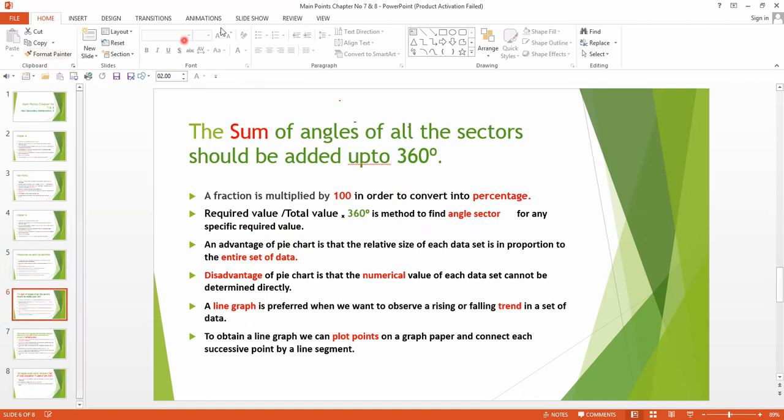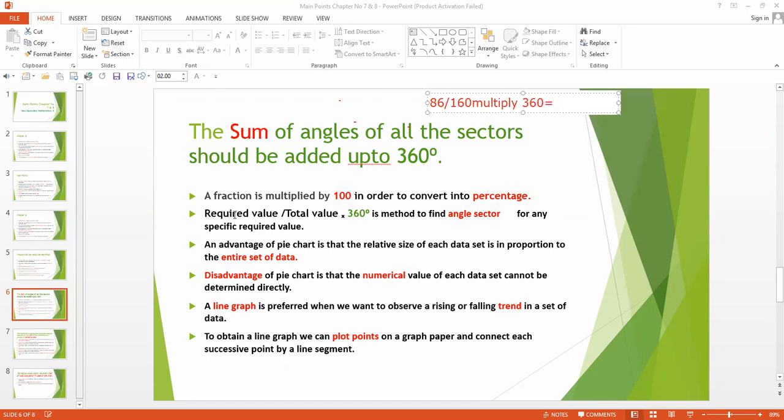On the top, you have to write, okay, I have to write it for you. On the top, you have to write 86. And if the total value is, suppose, 160, then for finding the angle of the sector you have to multiply it by 360. So this is the way to find it.